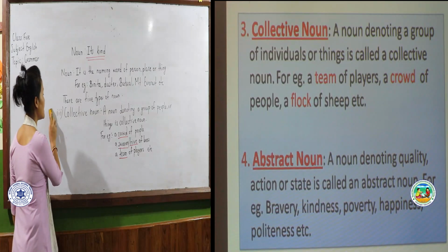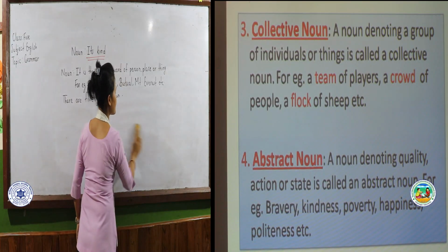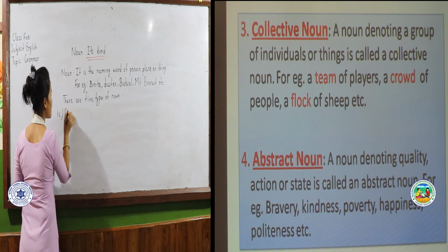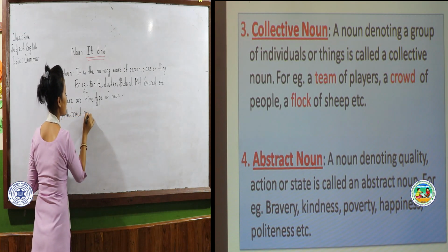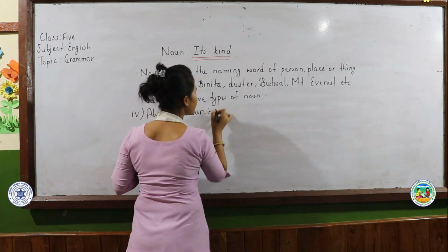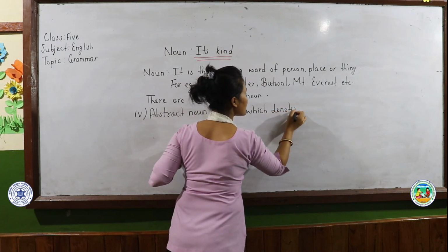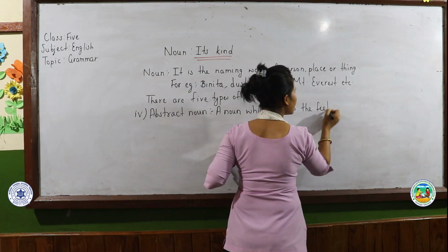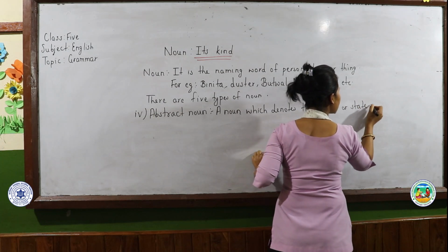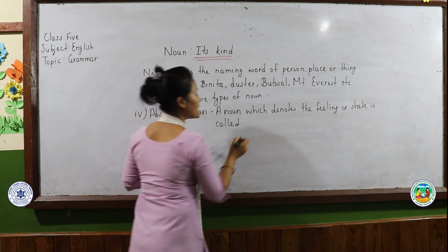Now, let's move towards our fourth type. Which one is the fourth type? That is abstract noun. Now, what do you mean by abstract noun? A noun which denotes the feeling or state is called an abstract noun.